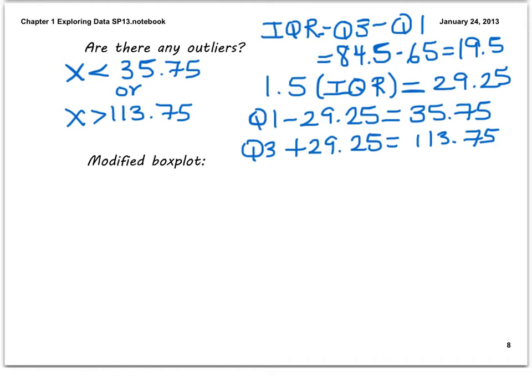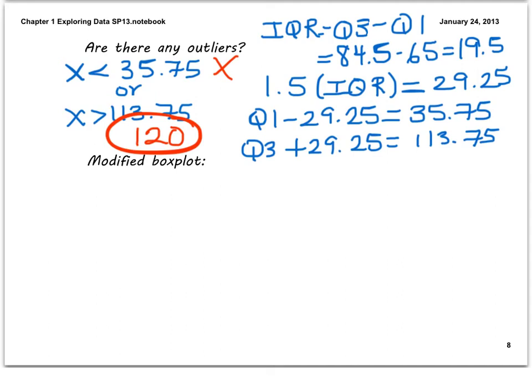So take some time and look at your list and see if you notice any outliers. Hopefully you see that 45 is the lowest value we have, so there's no way we'll have a number in our data set less than 35.75. And we do have one value that's higher than 113.75, which is 120. So we would consider 120 to be an outlier.